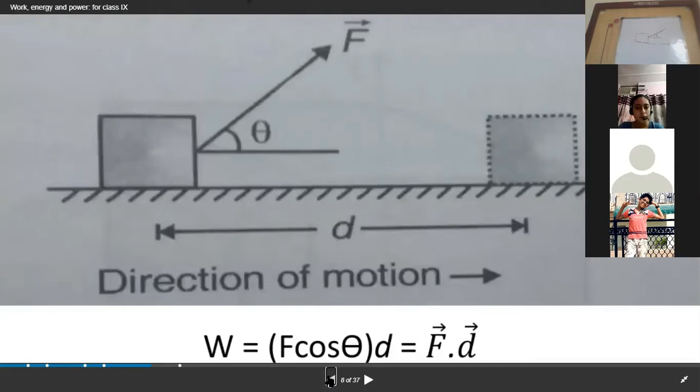That means the force is applied on the body obliquely and the motion of the object is in the forward direction, horizontally. Now the work done in this case can be calculated using the formula F cos theta into S, where F is the force, and theta has the value of the angle formed between the force applied and the direction of motion.